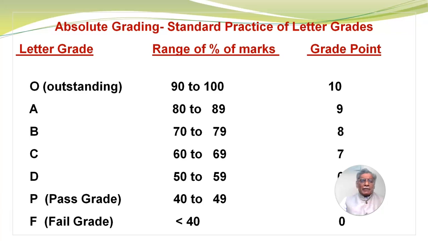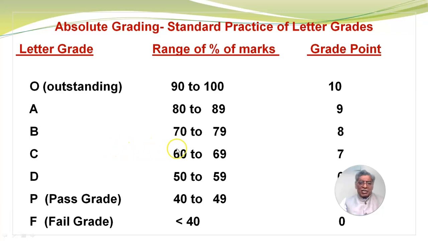Now, absolute grading, as I mentioned, must be made in outcome-based education. So, standard practice of letter grades. So, letter grade, range of percentage of marks, grade point are given here. Letter grade O, outstanding, marks range 90 to 100, grade point 10. A, 80 to 89 marks, then grade point 9. B, 70 to 79, grade point 8.